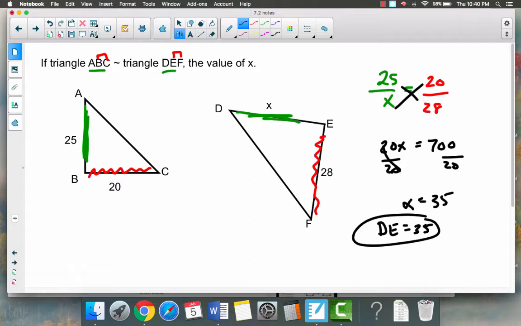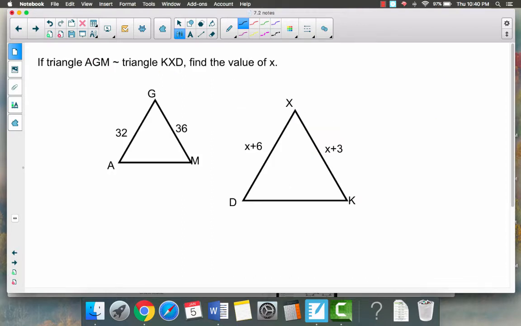All right, so that's all you have to do for these types of problems, is either use a scale factor and set up a proportion, or use the similarity statements and set up a proportion. And we've just got this one last one, and then you guys will be done for these notes today.